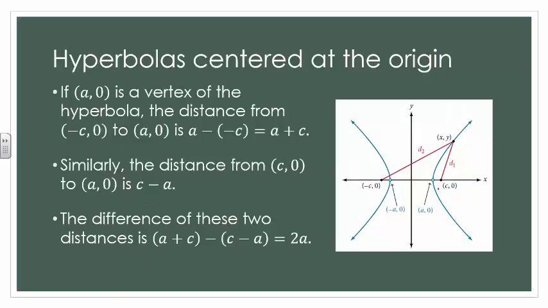If you have the point a, 0 as a vertex of the hyperbola, the distance from -c, 0 to a, 0 is a minus -c, and a negative times a negative gives us a positive, so that is a plus c. Similarly, the distance from the focus c, 0 to the vertex a, 0 is c minus a. And the difference of these two distances is a plus c minus c minus a.